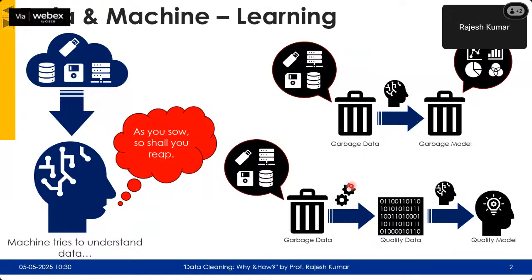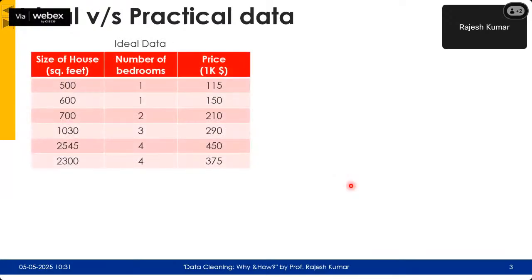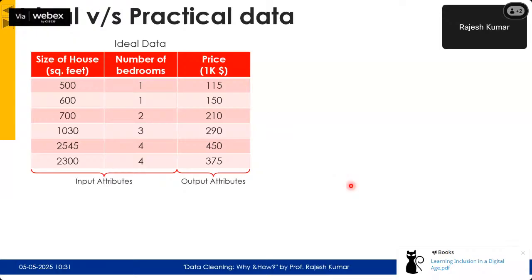Let's understand what is quality data and what is garbage data. We call it the ideal and the practical. So this is the ideal data. In ideal data, you can see there are two parts as usual: input attributes and output attributes. Attributes are always column-wise, and the rows are the samples. This figure has two input attributes and one output attribute, and 6 samples. Now this one is ideal data.